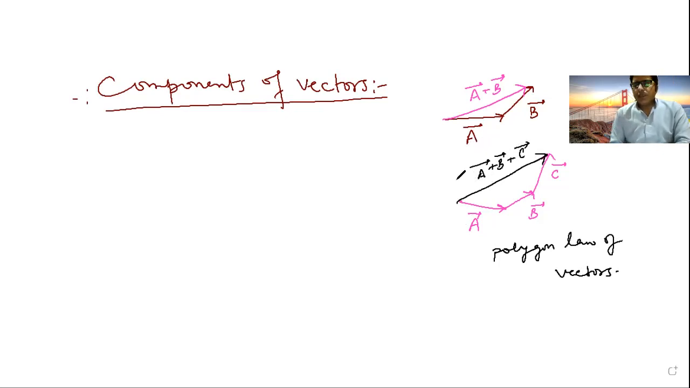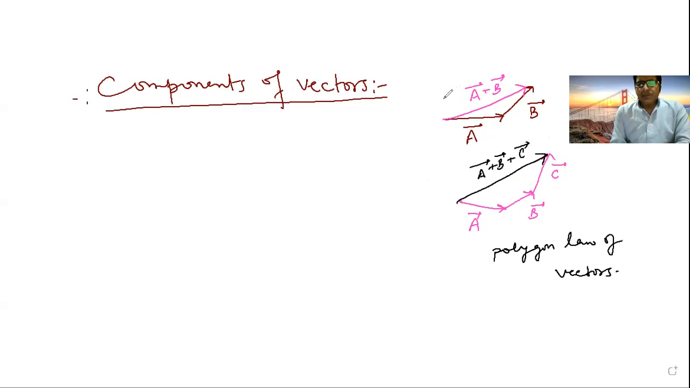And this is true for any number of vectors. If you have 10 vectors, you place them this way. That means you place the tail of the second on the tip of the first, then the tail of the third on the tip of the second, and continue this way. Then the vector starting from the tail of the first and ending at the tip of the last vector will give you the resultant of those vectors. So this is the polygon law of vectors.